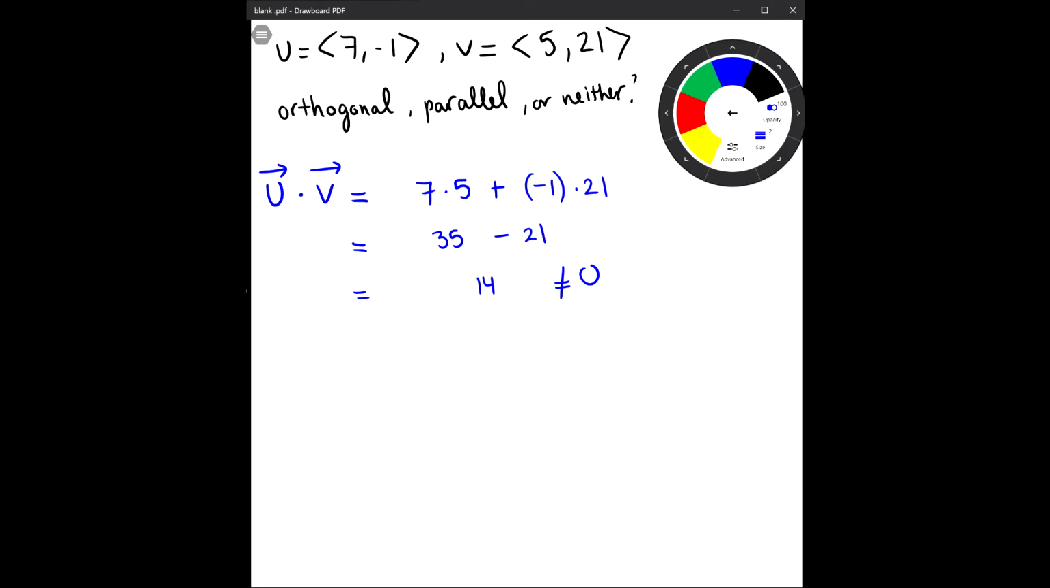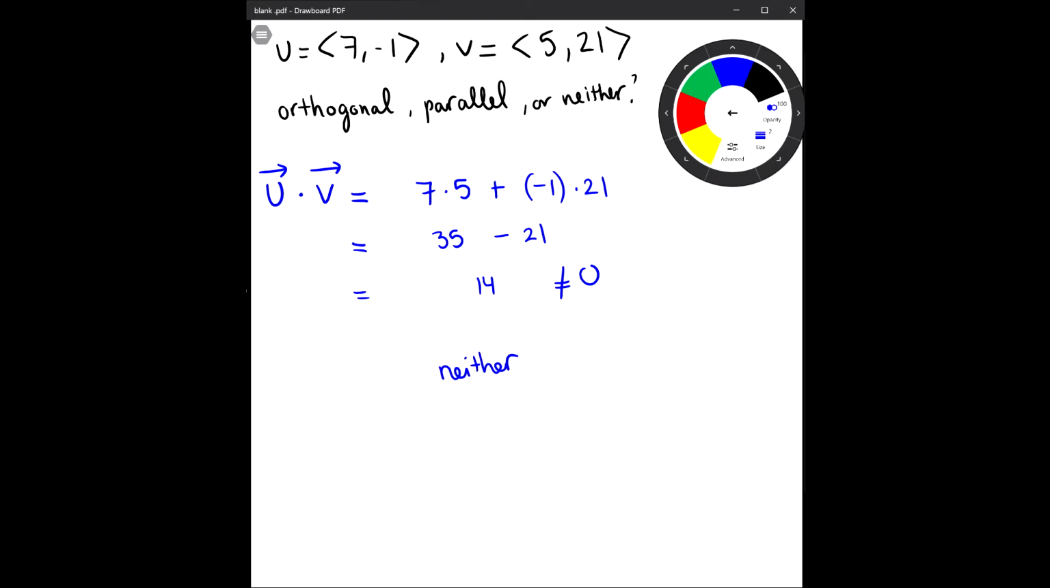are not orthogonal. And the other way to determine whether they are parallel or not is to check if one of the vectors is a factor or multiple of the other one. So it doesn't work either in this case. So for this case, the answer is neither.